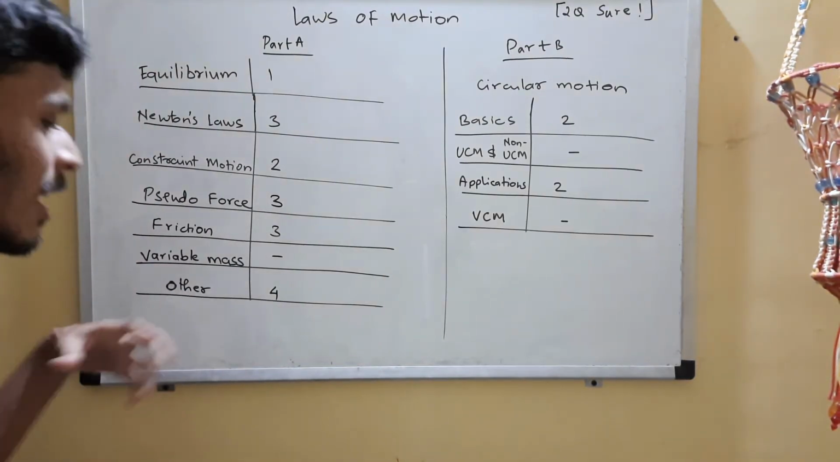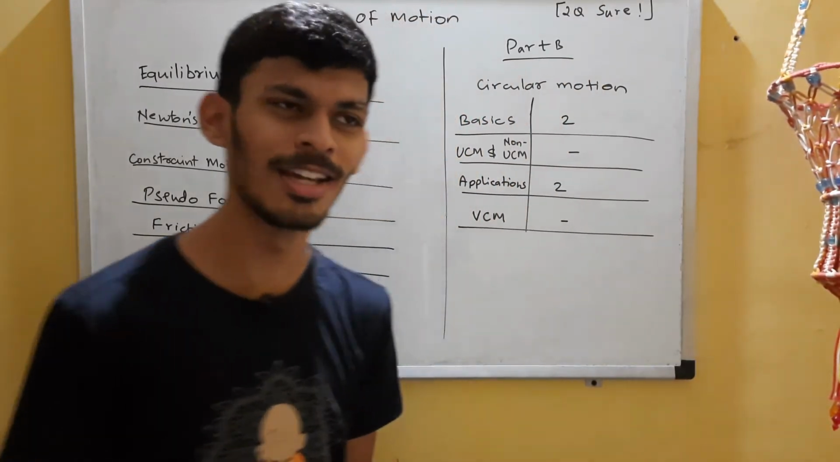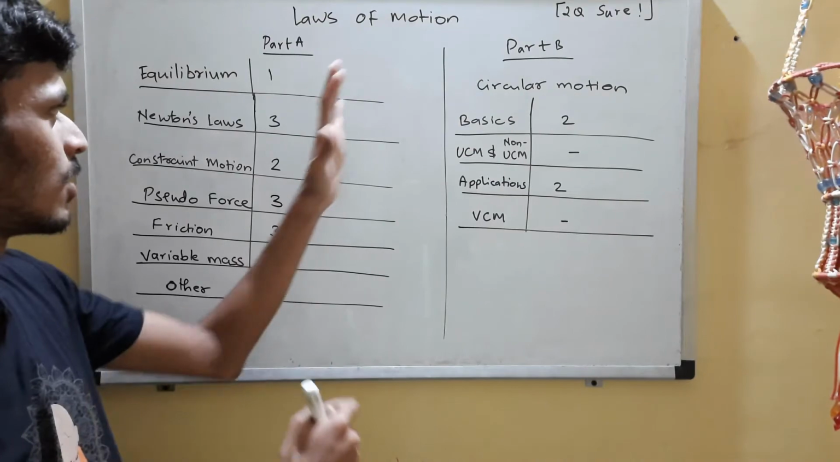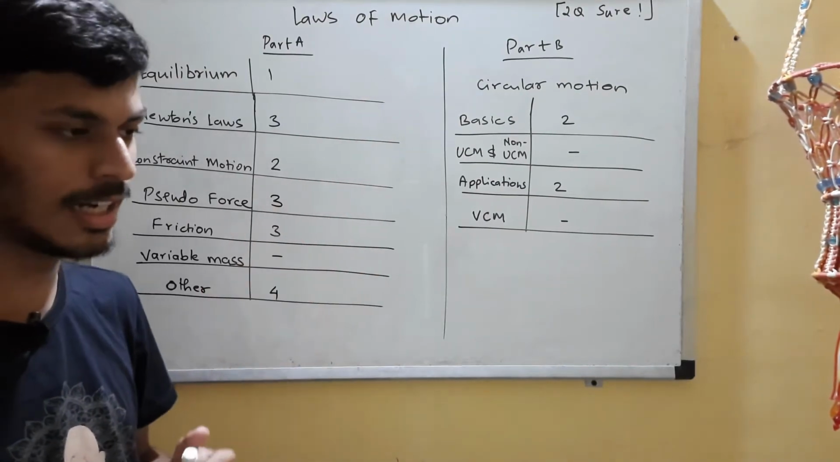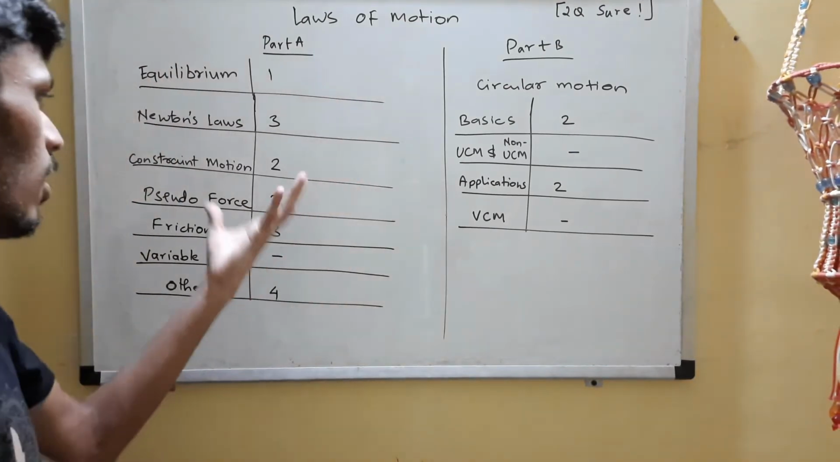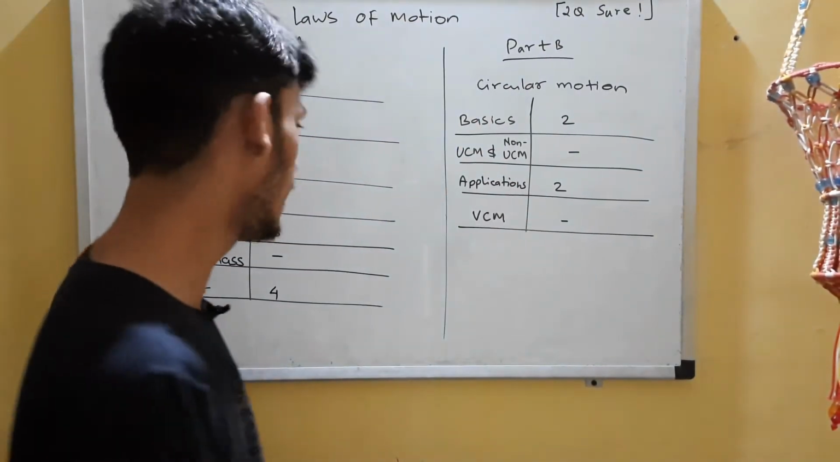Coming to our next topic, friction. Friction is also an important topic. Each of these is an important topic. You can see that the weightage is almost evenly spread. There is no bias, no topic is favored over another. Almost the same weightage throughout all the topics.